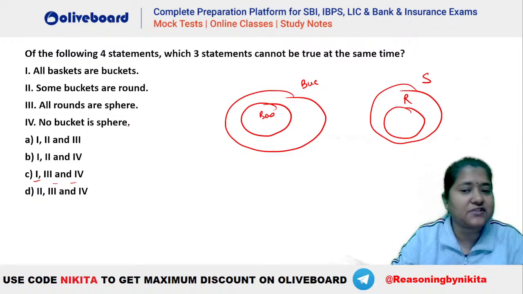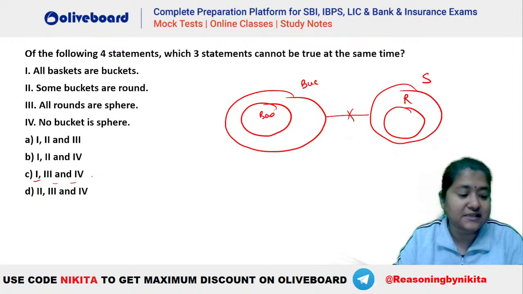Fourth says no bucket is sphere. So no bucket is sphere absolutely is possible, isn't it? So you can see that drawing 1, 3 and 4 is a possibility, Abhinav, right? So this is not the right answer.